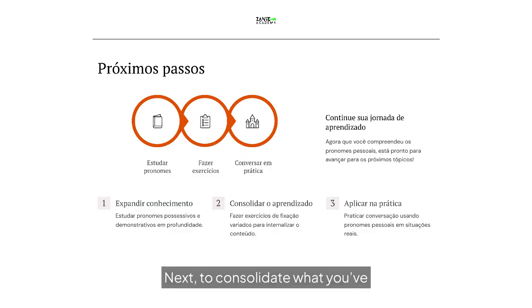Next, to consolidate what you've learned, it's essential to engage in various exercises. Think of this as putting your knowledge to the test, whether it's filling out worksheets, taking quizzes, or even writing sentences using different pronouns. These activities are crucial for internalizing the content. It's interesting to see how the more you practice, the more comfortable you'll feel with these pronouns in real conversations.